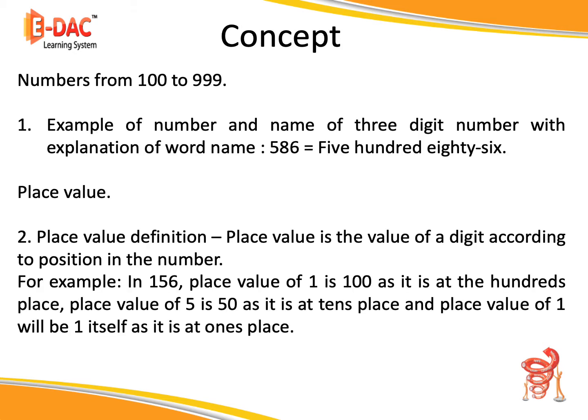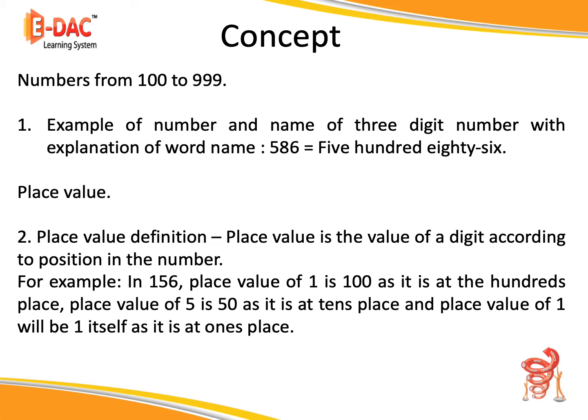Numbers from 100 to 999. Examples of number and name of 3-digit number with explanation of word name is 586. 586 is a 3-digit number which is read as 586.